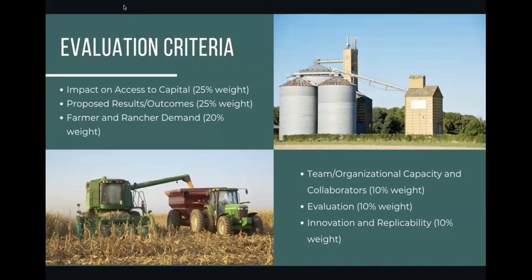Innovation and replicability is 10% weight. Share with us how this is going to reach other communities and organizations that are interested in production, interested in farming and ranching, interested in food sovereignty. Is this something that other organizations can take and mirror? Can they make a sister program for that? We want to know exactly how it could be used by other individuals, because at the end of the day, that's something that really maximizes the ask here and how we're able to really provide opportunities to farming and ranching communities.